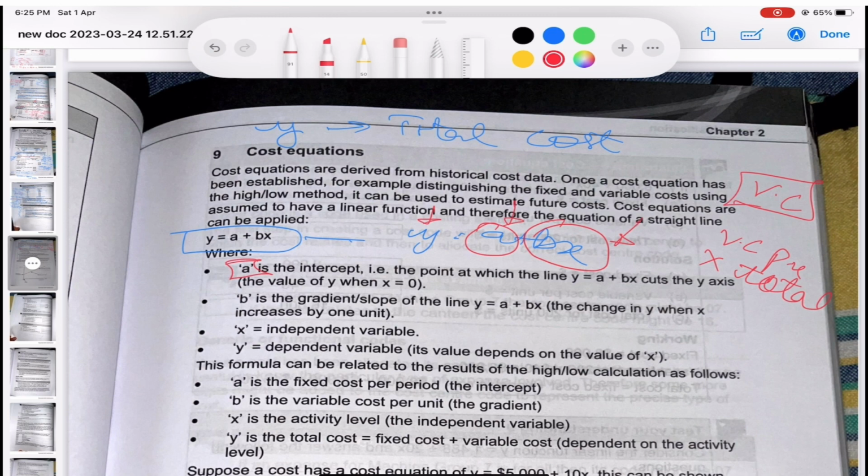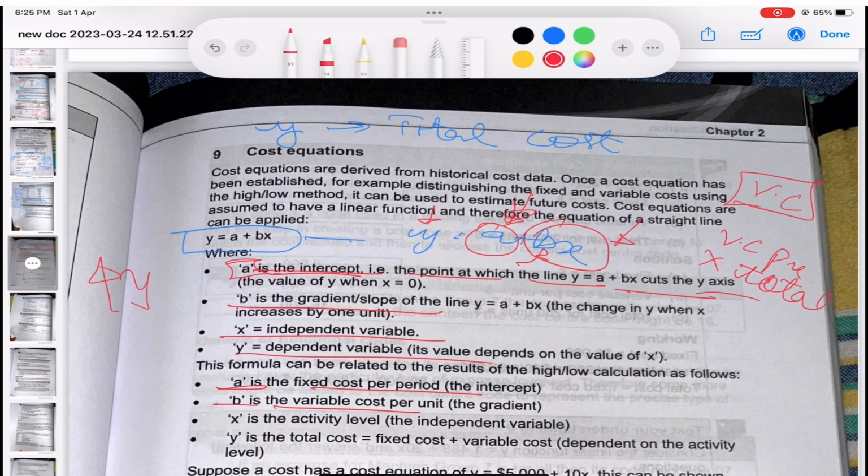A, the fixed cost, is the intercept. What is the intercept? The intercept is what cuts the y-axis. Keep that in your mind. B is the gradient or slope of the line. X is the independent variable and y is the dependent variable. Keep that in your mind.